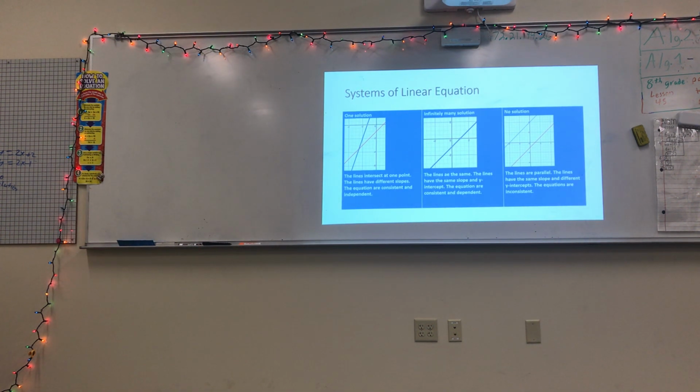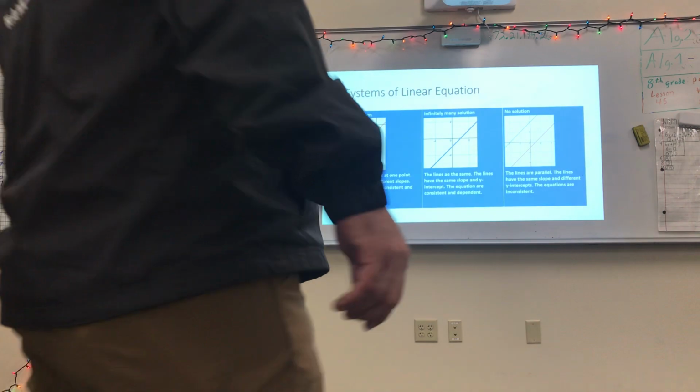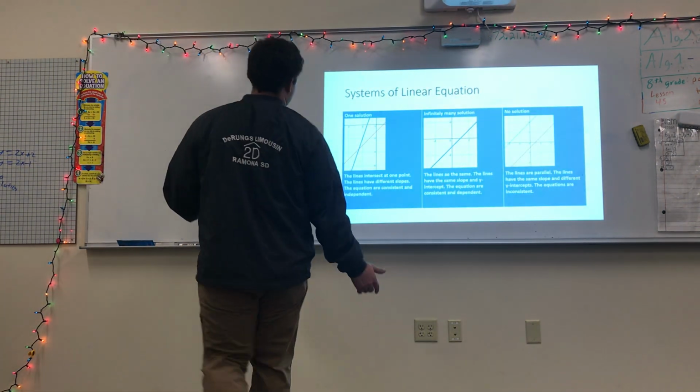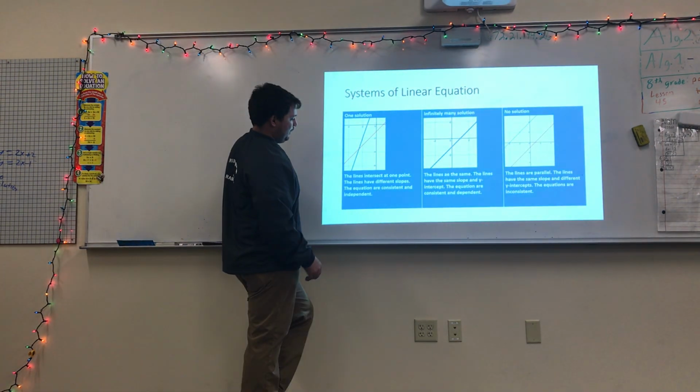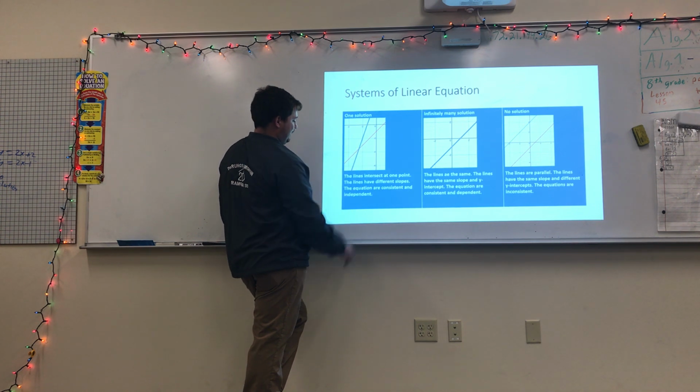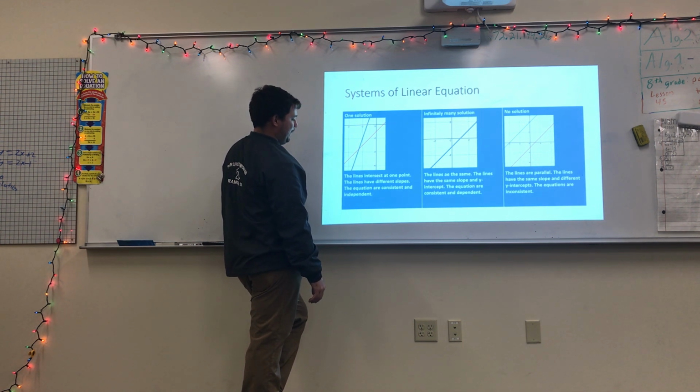Okay, this slide is just showing you more examples. Okay, if your lines cross and they intersect at one point, then they have that direct deal. They are going to be independent. They are consistent and independent. Because there's only one option.